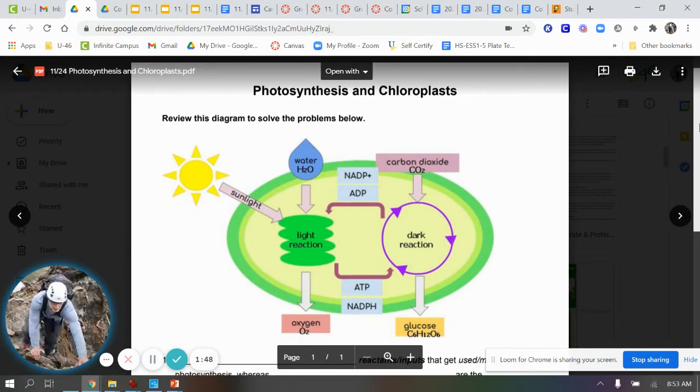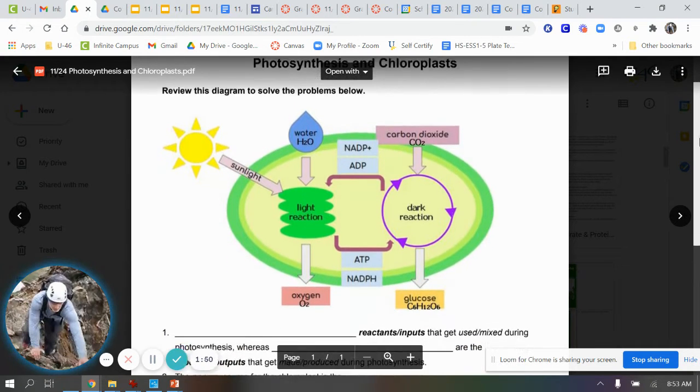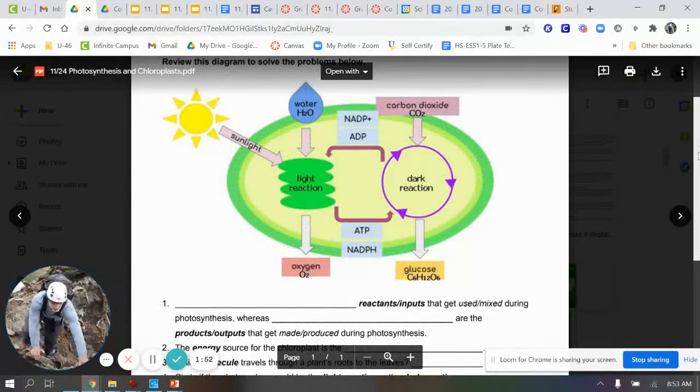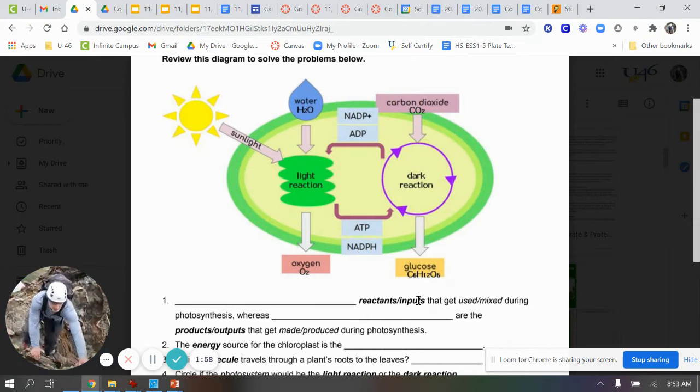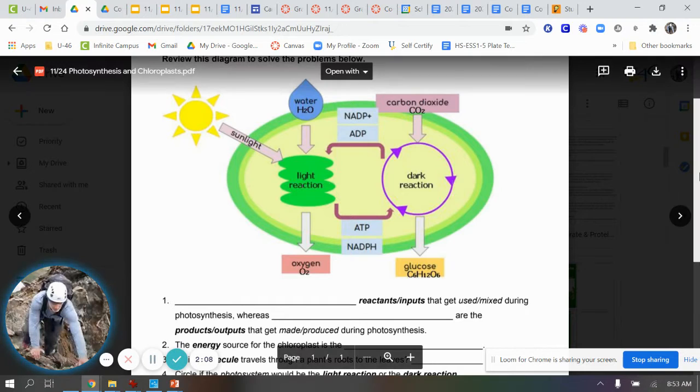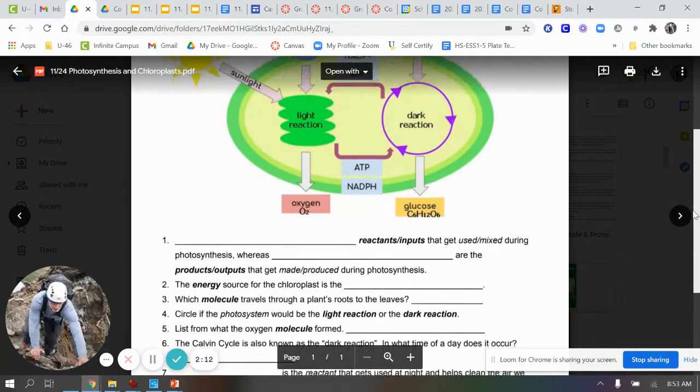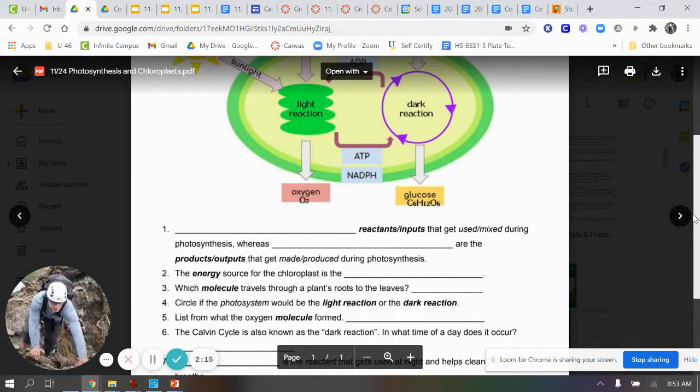So what we're going to do quickly is just preview the questions and see how they work with the diagram. So the beginning, it's just asking you to list what's being input, what's reacting. In order for a chemical reaction to occur, you have to have material there, and then it gets mixed around or used and changed into some other form. And those are the things coming out of the system. Energy source, again, that one's pretty straightforward.